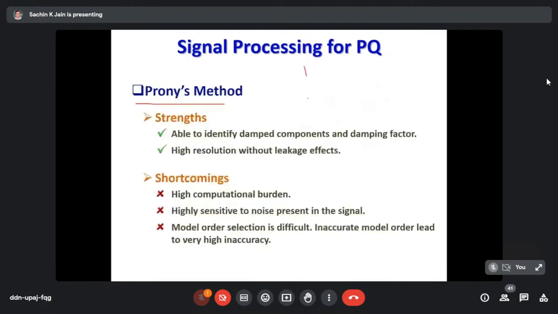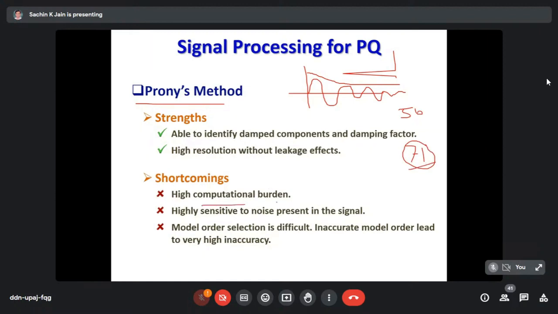So just like your Laplace transform, if you have a sinusoidal signal which is decaying in nature like this, the Prony method will be able to find out what this decay rate is. So it is able to identify damped components and the damping factor also, and it has very high resolution without leakage effect. So even if you have frequency components like 50 Hz and 70 Hz or 71 Hz, it will be able to distinguish them, but Fourier transform won't be able to distinguish this 71 Hz signal.